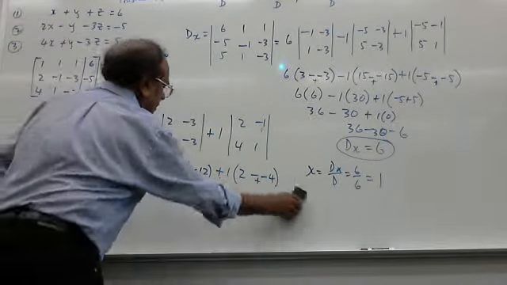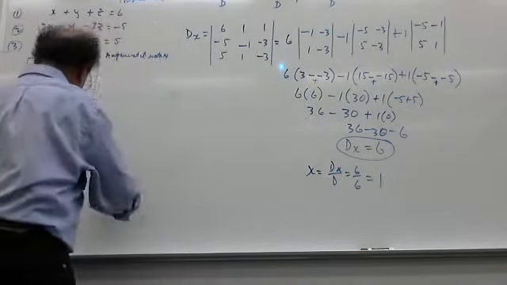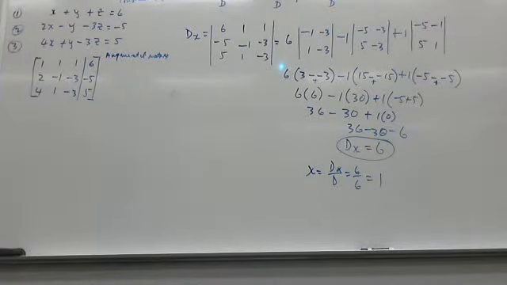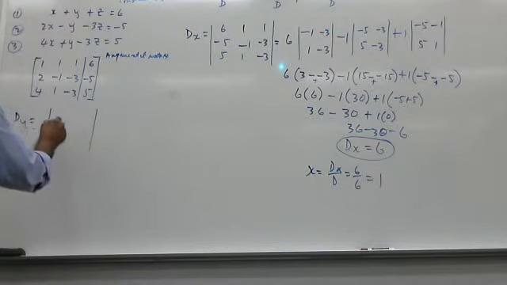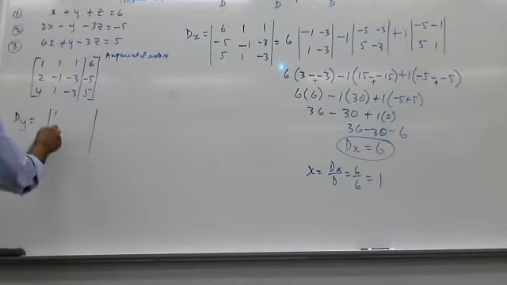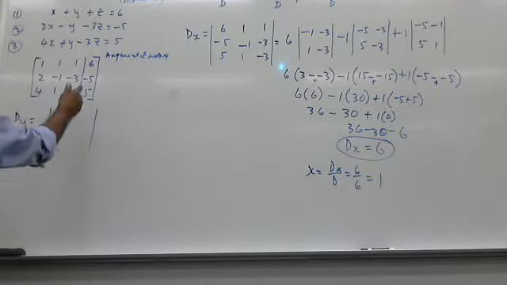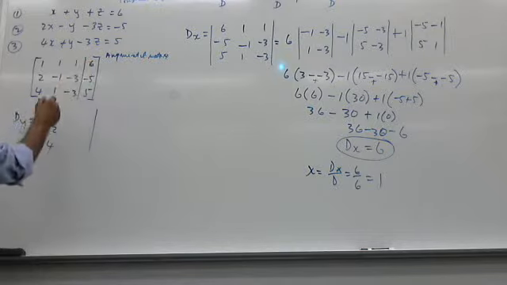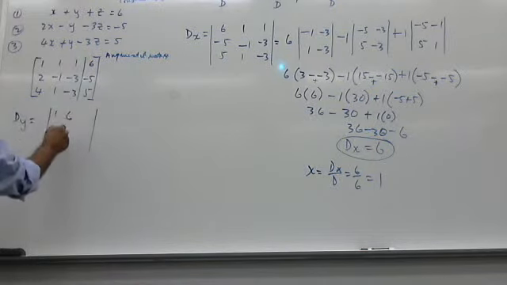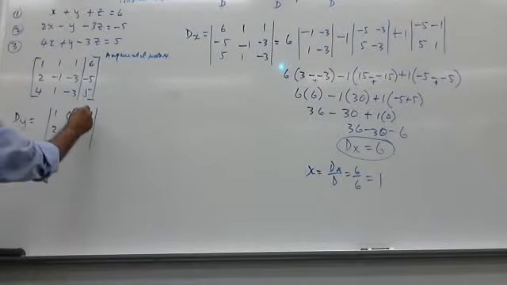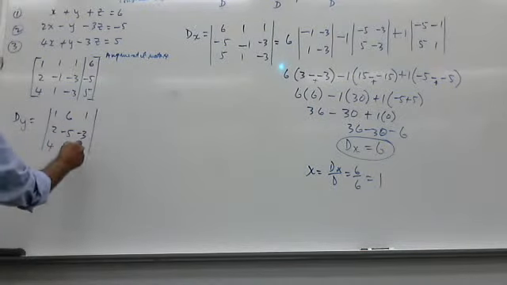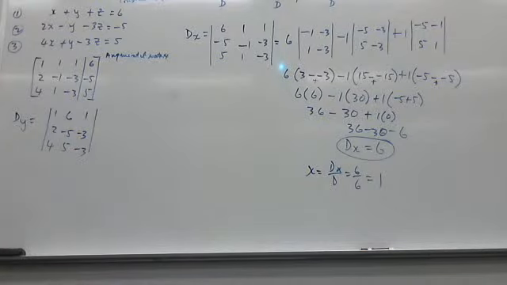It's a lengthy process, but it's like repeating the same thing over again, except we'll be switching, replacing the column. So then, for d sub y, our matrix we are interested in, our x remain the same, 1, 2, and 4. We replace the y column with the coefficient, the constant column, which is 6, minus 5 and 5. The z remain the same, minus 3. And this is what we will find, the determinant of this.